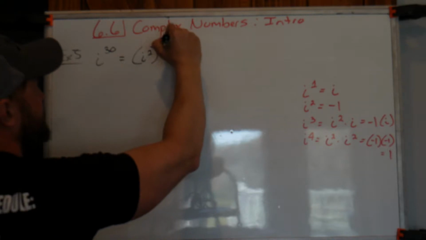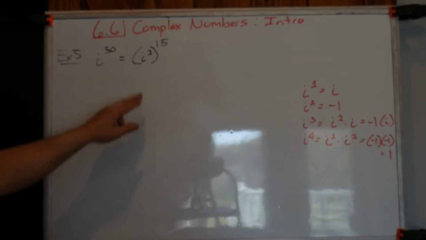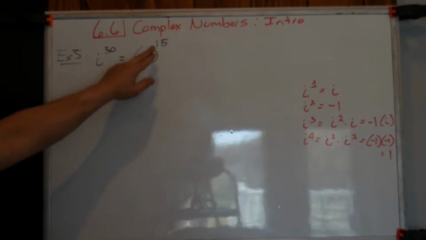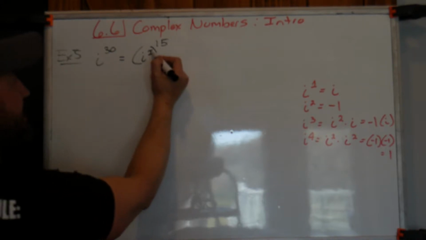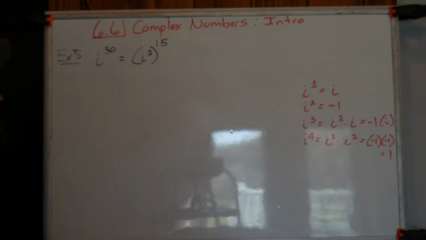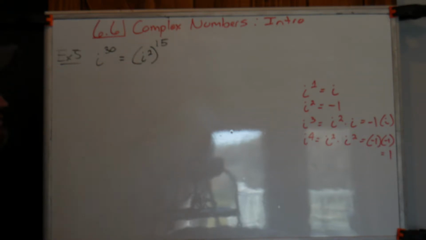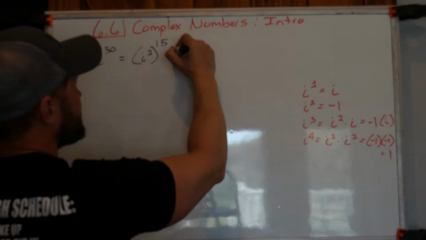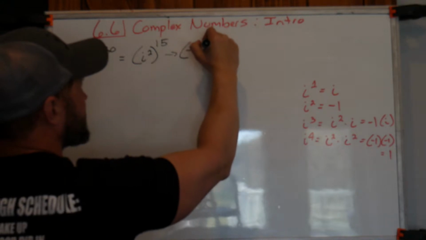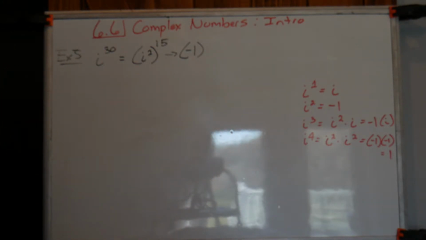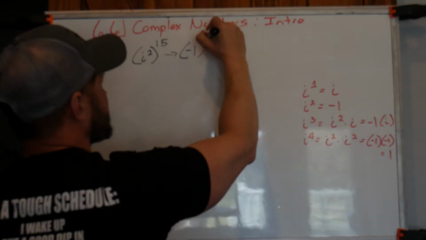But what I can do is say i squared to the 15th, because when I raise an exponent to an exponent, I multiply. 2 times 15 is 30. So how many i squareds can I get out? Well, I can get 15 of them out of there. I can get 15 i squareds out. What that means, i squared is -1. So I have -1 to the 15th.